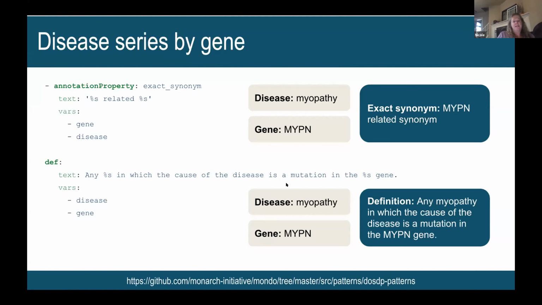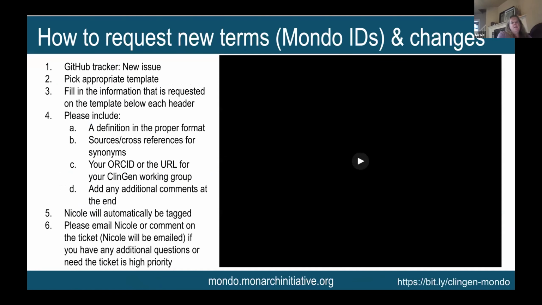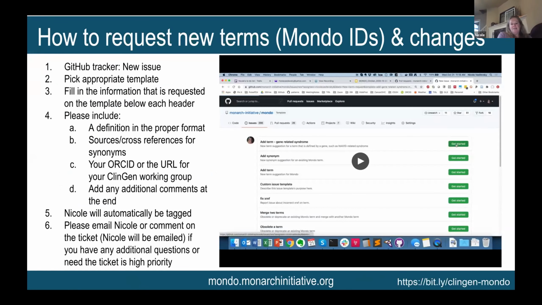And then it also specifies how the diseases should be named: any myopathy in which the cause of the disease is mutation in the MYPN gene. We can do this by an automated process, or we can just do this manually, but it's also nice to consult these patterns to make sure that if we're adding a new term that conforms to a pattern, we're using the patterns so all the terms in Mondo are represented in a consistent way. So I made a little screencast video here showing you how to request a new term.